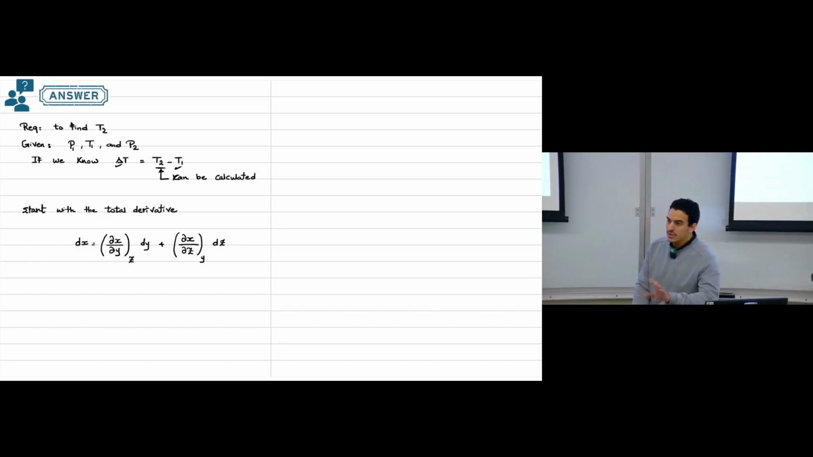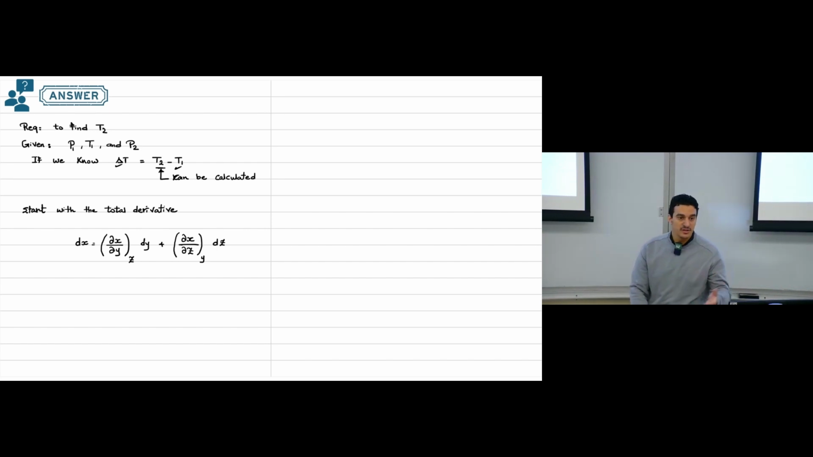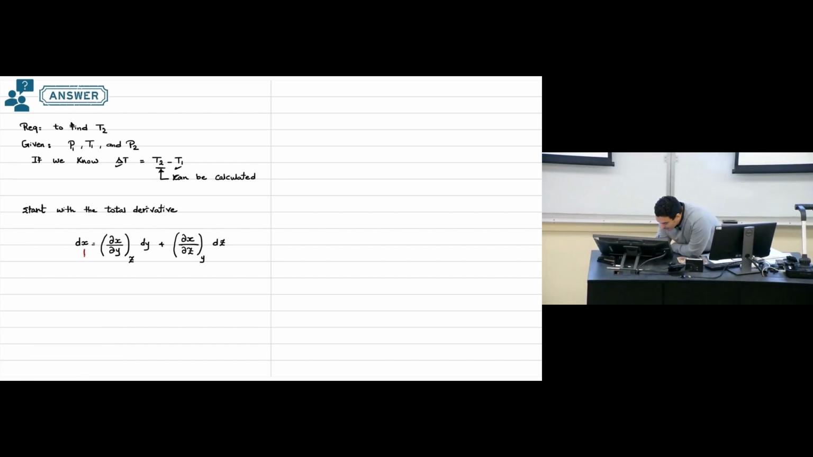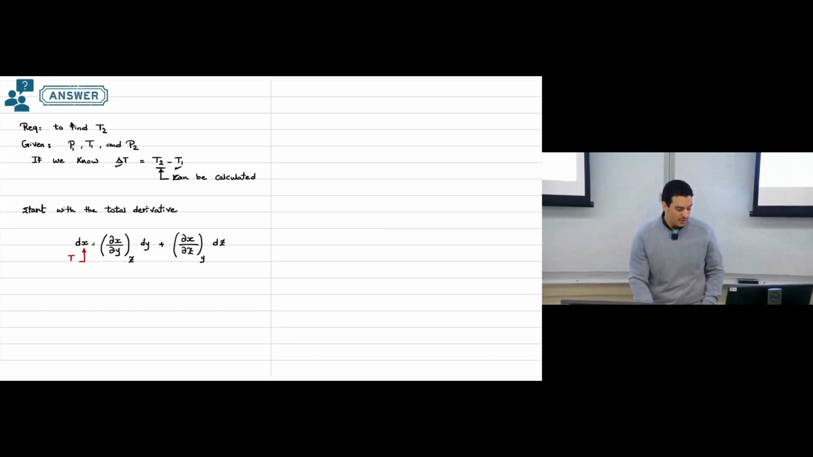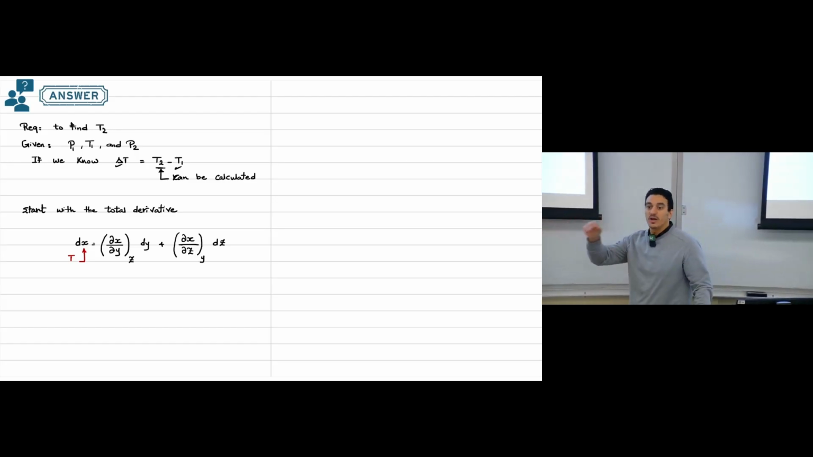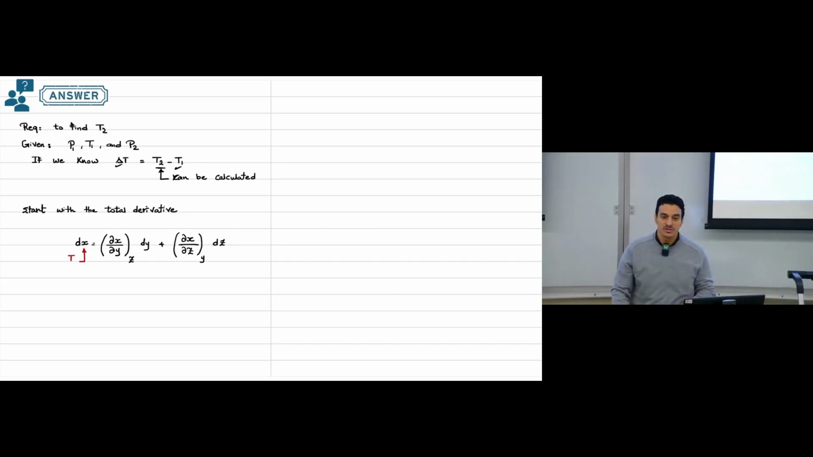So here in this example, we need to find the temperature difference. So we can make x be the temperature, the property that I need to calculate. In the total derivative, x is a function of y and z. So what can we select? What are the thermodynamic properties that we can select as y and z?